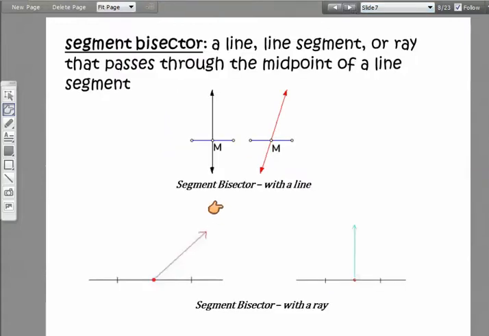So let's look more at the segment bisector. A line, segment, or ray that passes through the midpoint of a line segment. So here's a segment bisector with a line. Both of these illustrations show a line going through the midpoint. Now here's a segment bisector with a ray. It's starting out at the midpoint and then shooting up, and the same thing here, except this particular ray also is perpendicular to the segment. So it's not only a segment bisector, it's a perpendicular bisector.